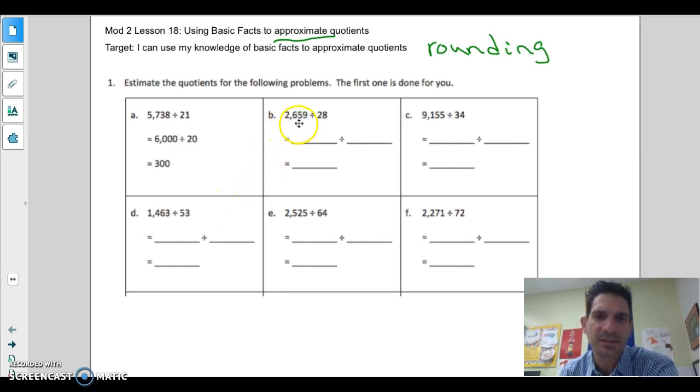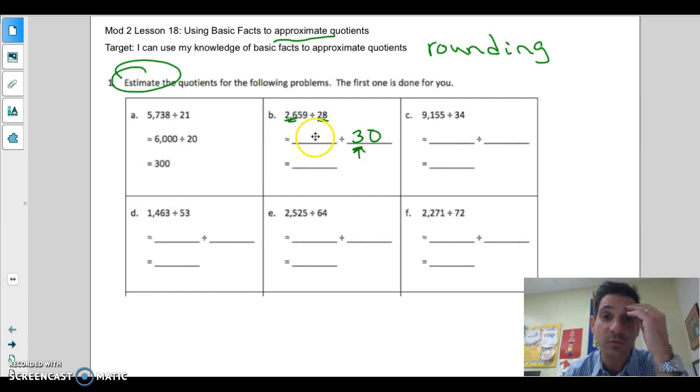I have 2,659 divided by 28. Now we're estimating, so don't forget that. I'm going to look at 28. I'm going to round that to 30. So now I'm going to look at this 3. Basic facts, guys, right? And I look at 26. And I think, what's a multiple of 3 that's around 26?